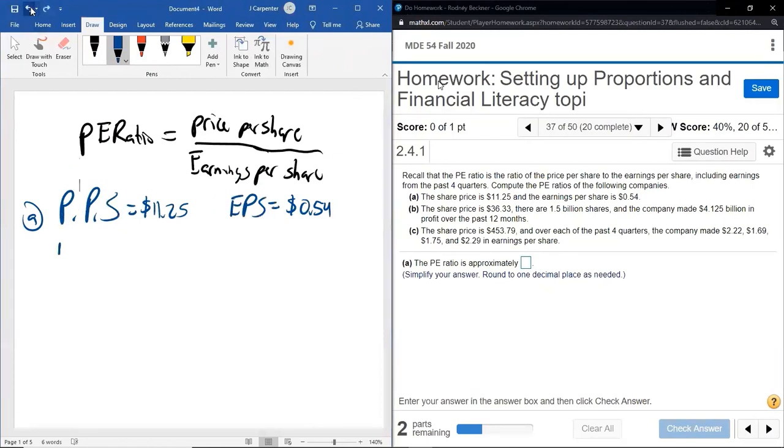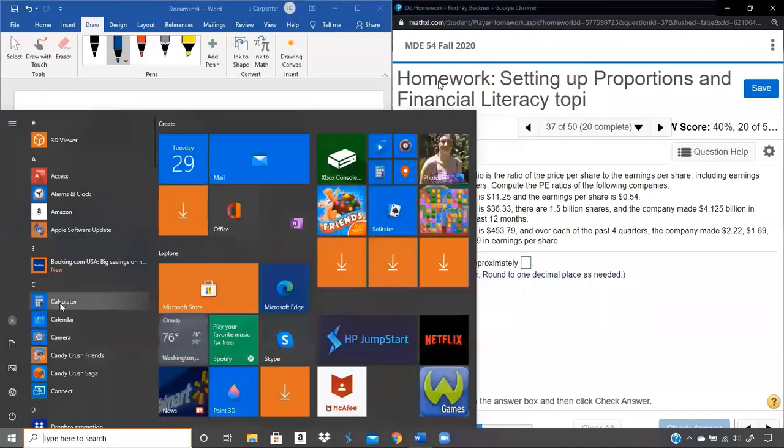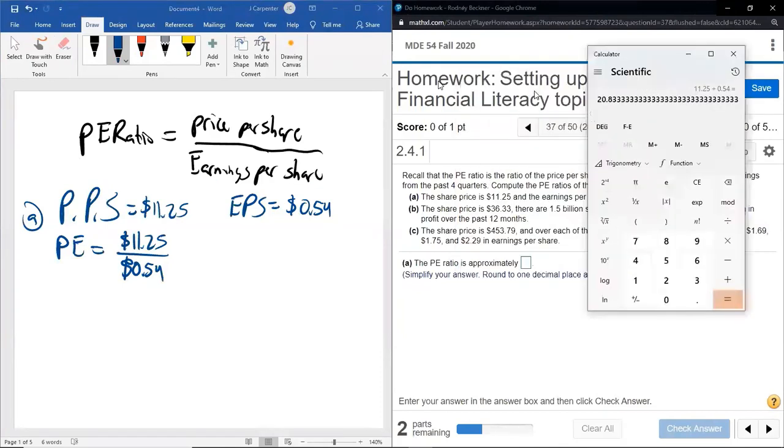This is the easiest one. So your PE ratio, which I'll just write PE, is $11.25 divided by 54 cents. We pull out a calculator. We do 11.25 divided by 0.54, and we get this ugly number, 20.8333333333. They tell us to round to, interestingly enough, 1 decimal place. I thought it was 2 for some reason. Hold on a second.